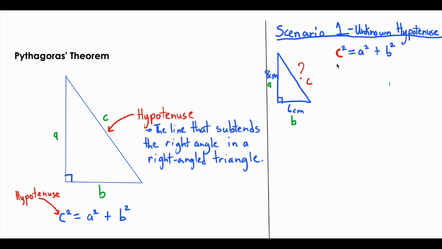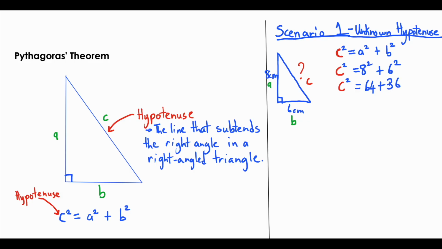All I need to do is go back to this formula and substitute. So c squared is equal to a squared. What is a? 8 centimeters, so we say 8 squared plus, what is b? That would be 6 squared. What is 8 squared? 8 times 8, which is 64. And then we add that to 6 squared, which is 36.